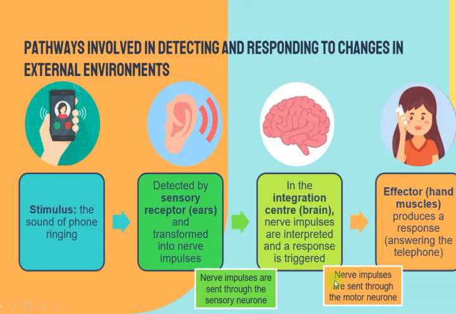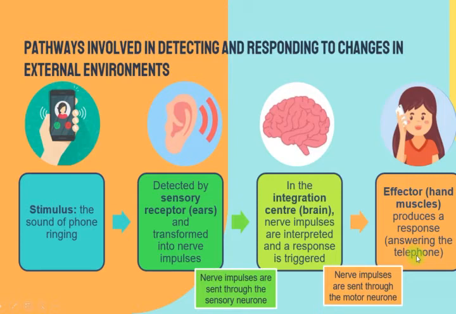Okay, then the nerve impulse is sent through the motor neuron. Now the nerve impulse is sent to the effector through the motor neuron. And then the impulse will reach the effectors. Effectors refer to the part that carries out the response, right? So the effector here is the hand muscles. So the effector produces a response. What is the response? Answering the telephone.